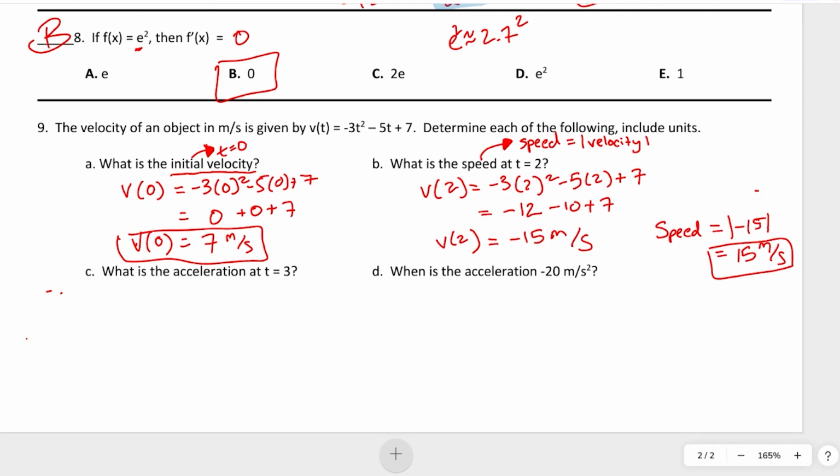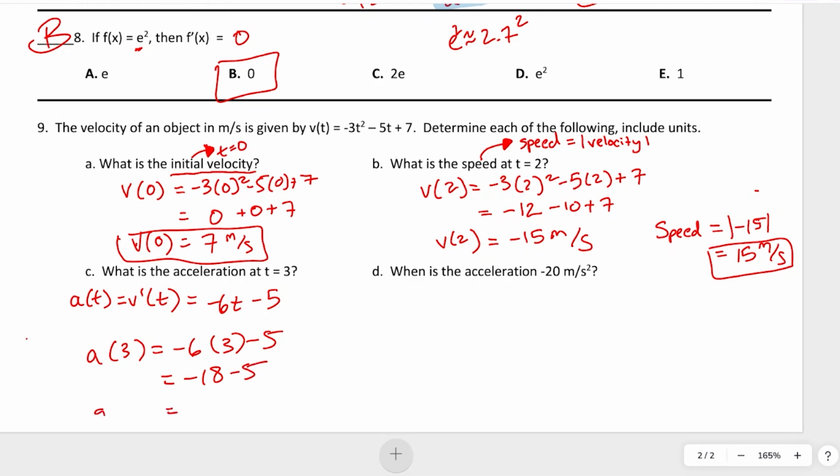So the acceleration is going to be the derivative of velocity. So our acceleration function, we'll call it a, is the derivative of v. So that's going to be negative 6t minus 5. And so the acceleration at t equals 3 would be negative 6 times 3 minus 5, which is negative 18 minus 5, or negative 23. And the units here are going to be meters per second squared.